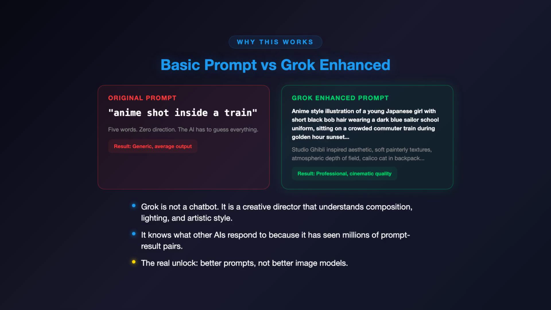Now look at the Grok enhanced prompt. It specifies the character down to hair length and color. It specifies the outfit, the uniform type. It gives the setting emotional weight with golden hour sunset. It adds a narrative detail with the cat in the backpack. It names the artistic style, Studio Ghibli. And it even describes the technical qualities like soft, painterly textures and atmospheric depth of field. That is not a prompt. That is a creative brief. And the difference in output quality is massive because you are not leaving anything to chance. You are telling the AI exactly what you want across every dimension that matters.